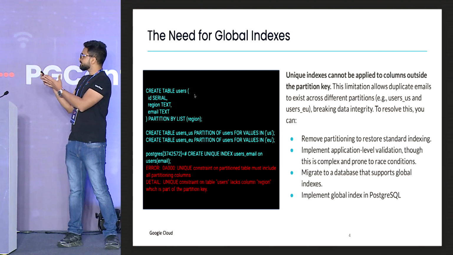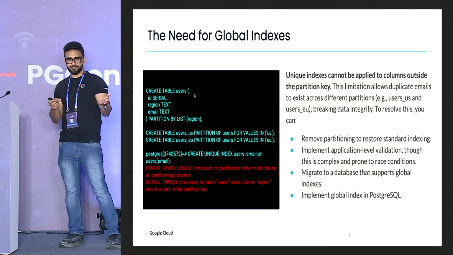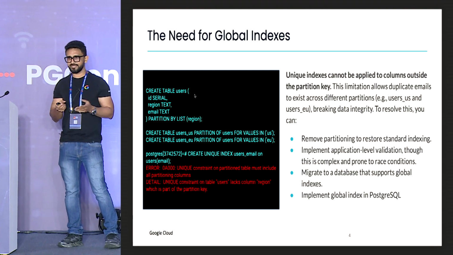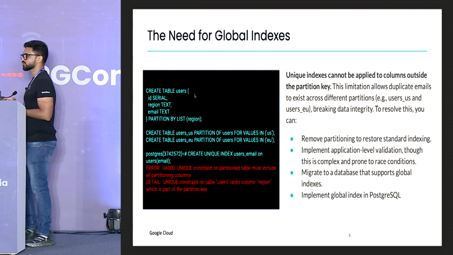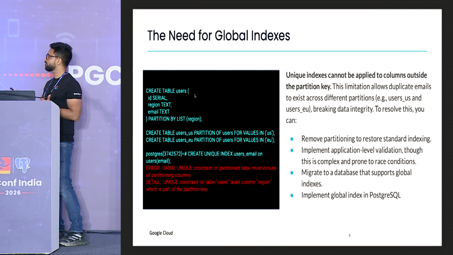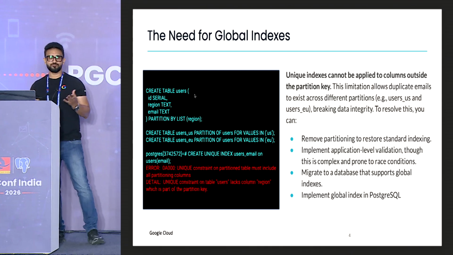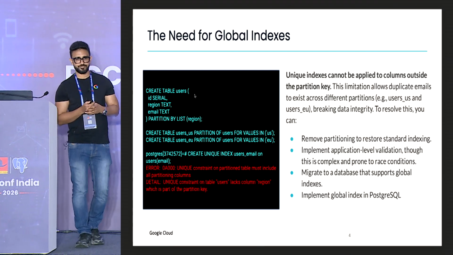So within a region, you are allowed to have a unique index, or unique email ID within each region, but across regions, you cannot have a unique email ID, right? That's not a great situation. In most business cases, people might want to have their table partitioned on some column, but uniqueness on another column as well. So that is quite restrictive.